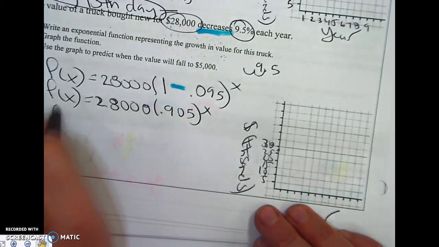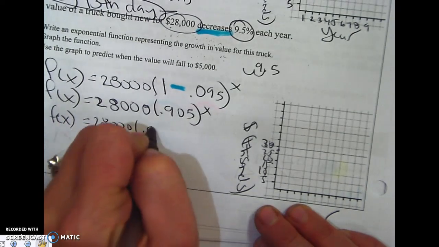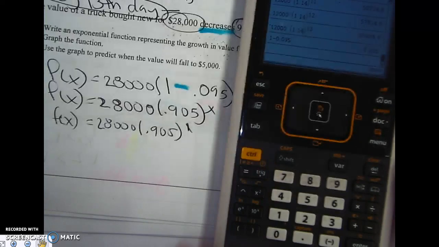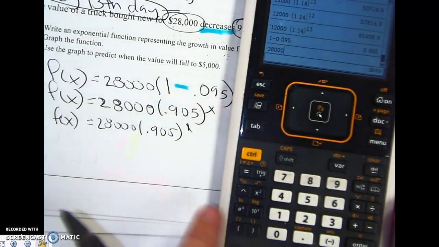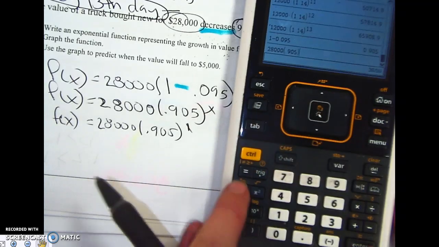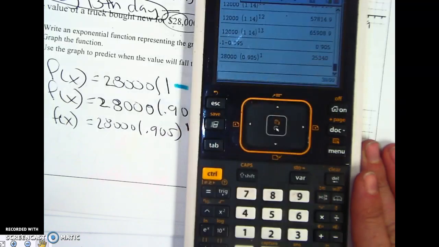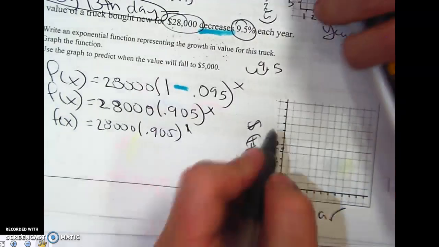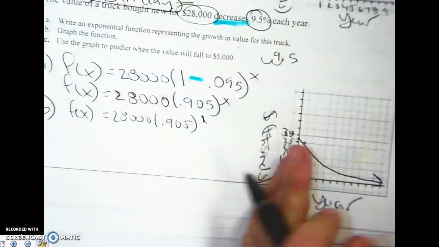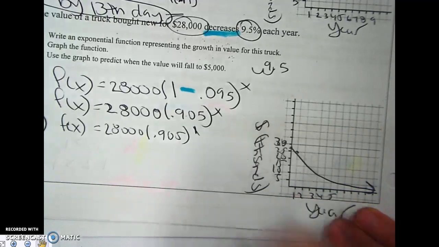If I'm going to day 1, I'm going to plug in 1 for my x. I'll pick up my calculator, 28, parentheses, 0.905 to the first power. And so I can see after day 1, I'm at $25,000, which is a little bit lower. I'll eventually get to nothing. You get the idea. Okay? And I forgot to label that 1, 2, 3, 4, 5.